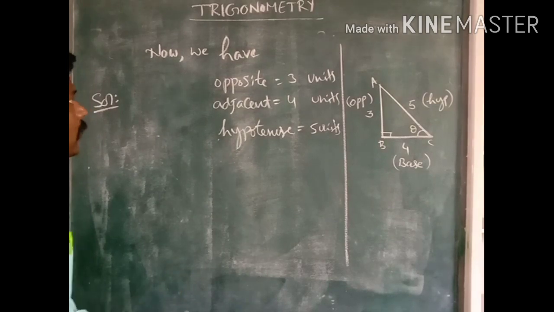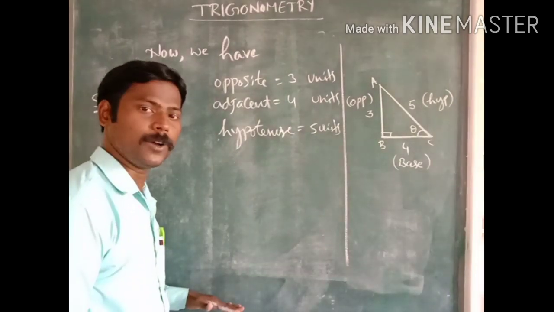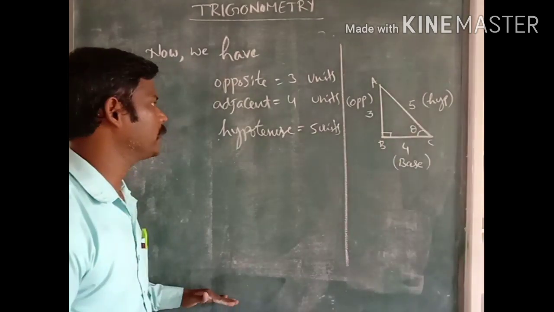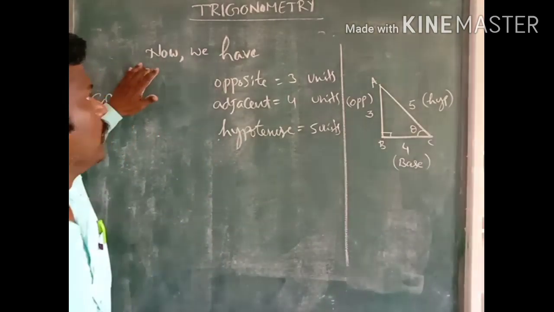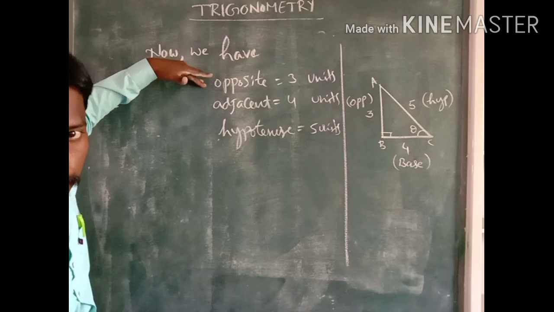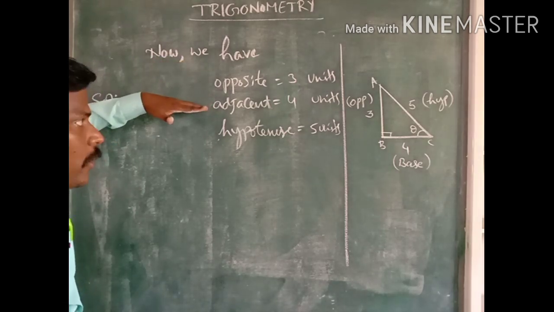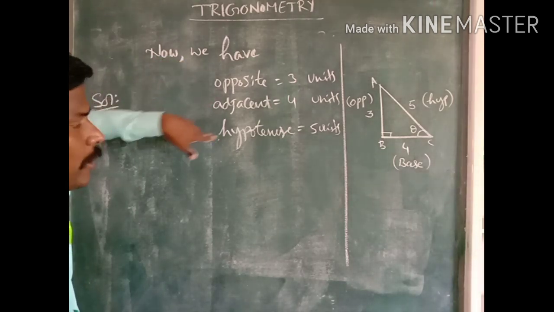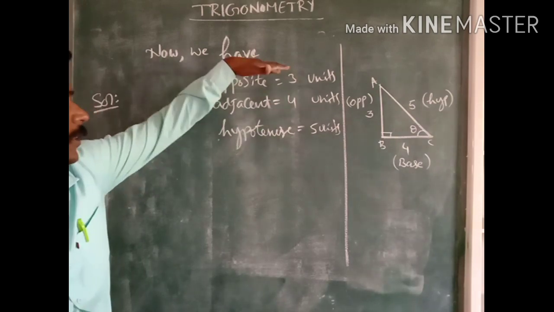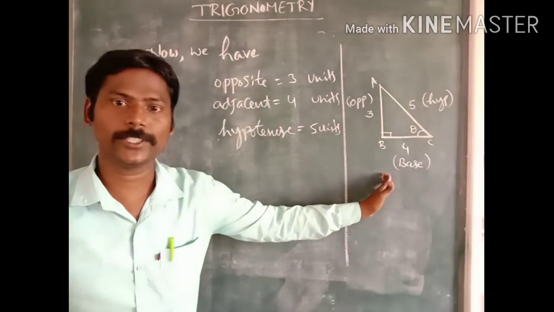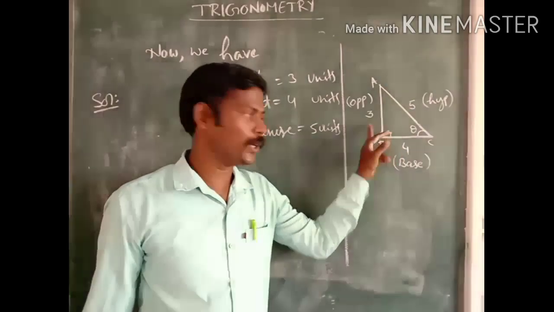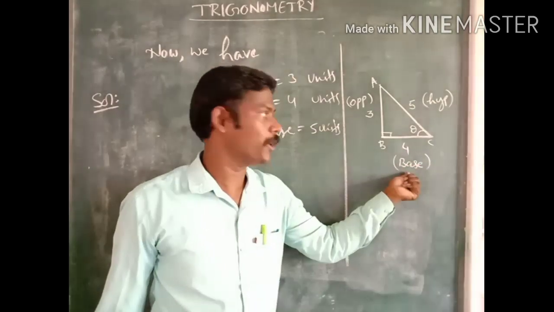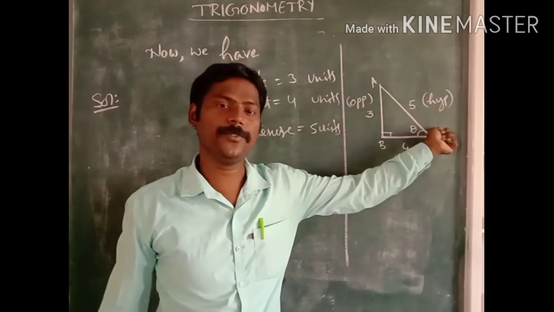Observe, children. So up to now what did we learn? How to find the unknown quantity by using Pythagoras theorem. Now we have opposite 3 units, adjacent 4 units, hypotenuse 5 units. Now the 3 side names also we know. Once observe the diagram, children. AB value 3 units, BC value 4 units, AC value 5 units.